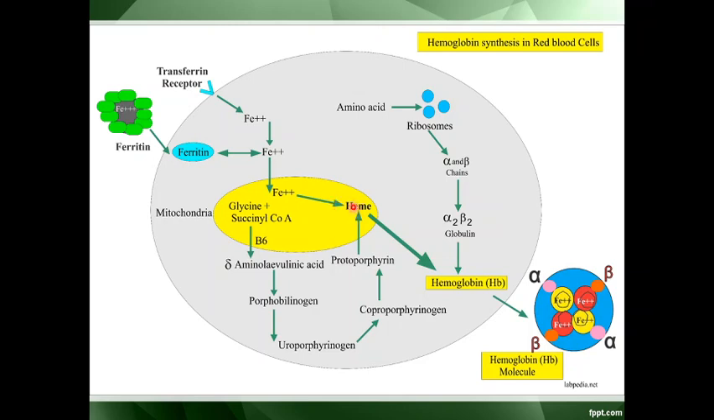Up till now it is only a heme molecule. We have not combined it with the protein. Here you can see the amino acids on the ribosome form the alpha and the beta chains, and the two alpha and the two beta chains combine, and in this way the heme and the protein combine together to form the hemoglobin. Now the hemoglobin, the tetramer: four protein chains, two alpha chains in pink, two beta chains in red, combine with the four heme molecules, and in this way a hemoglobin molecule is synthesized.